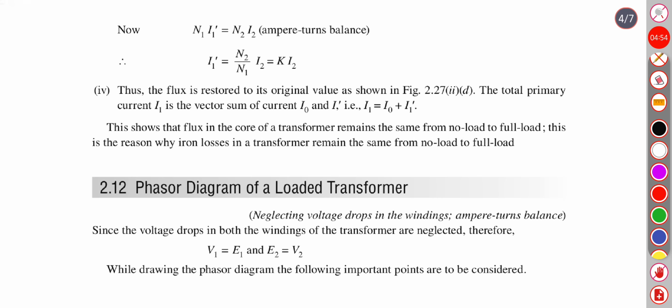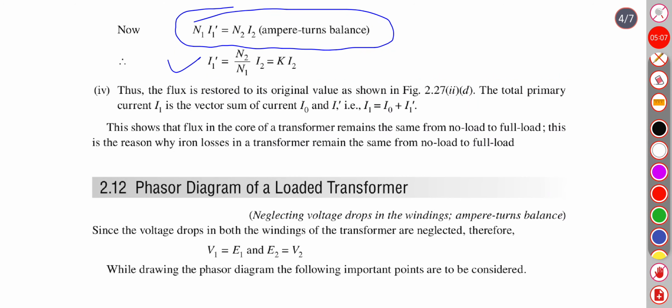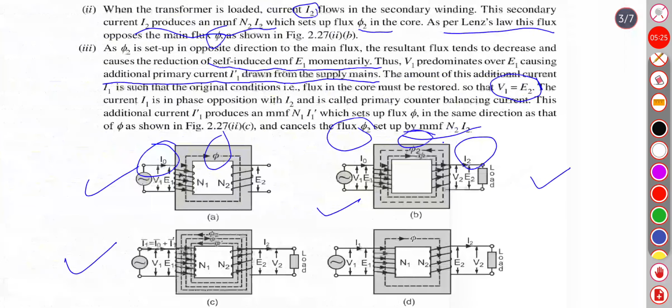Now N1 I1 dash equals N2 I2, ampere turn balancing. So I1 dash equals N2 by N1 into I2, or it may be written as K I2, where K is the transformation ratio N2 by N1. Thus the flux is restored to its original value as shown in figure D.